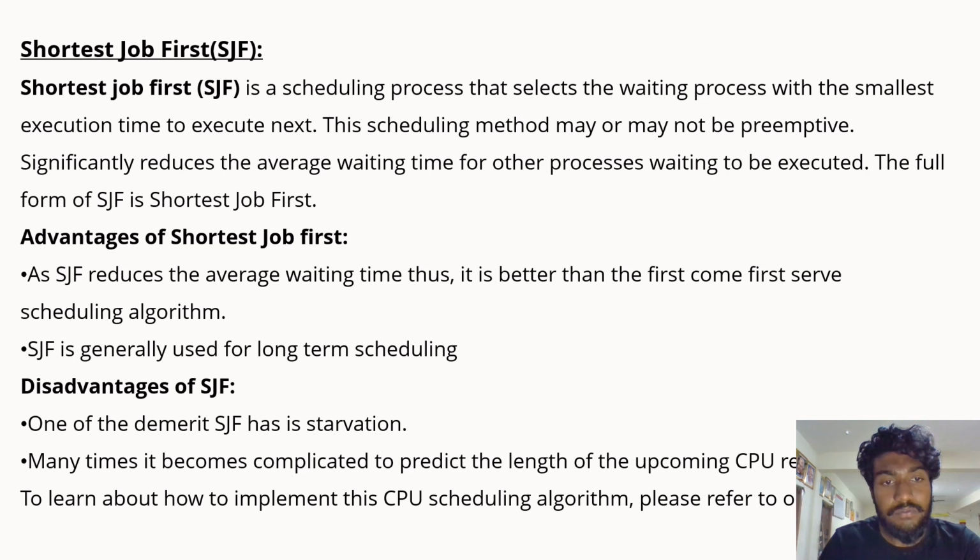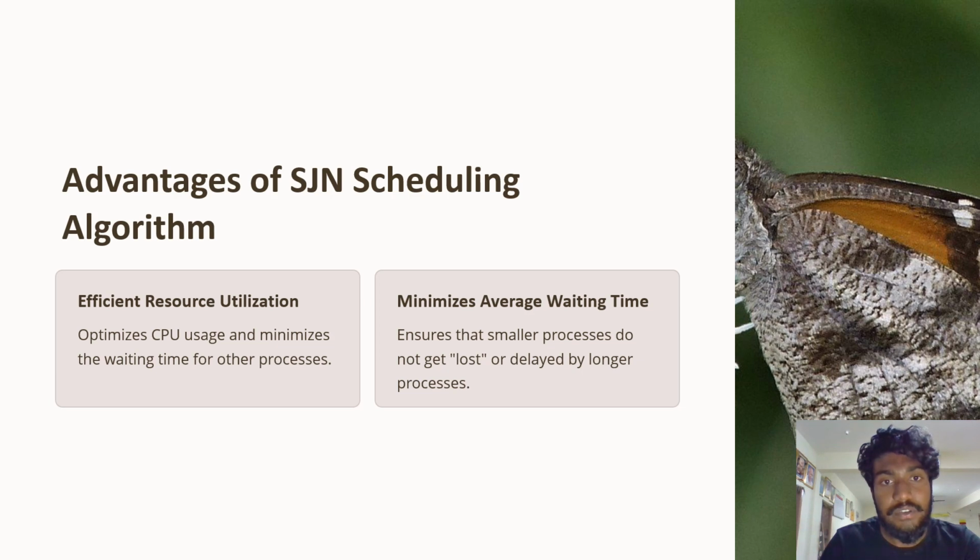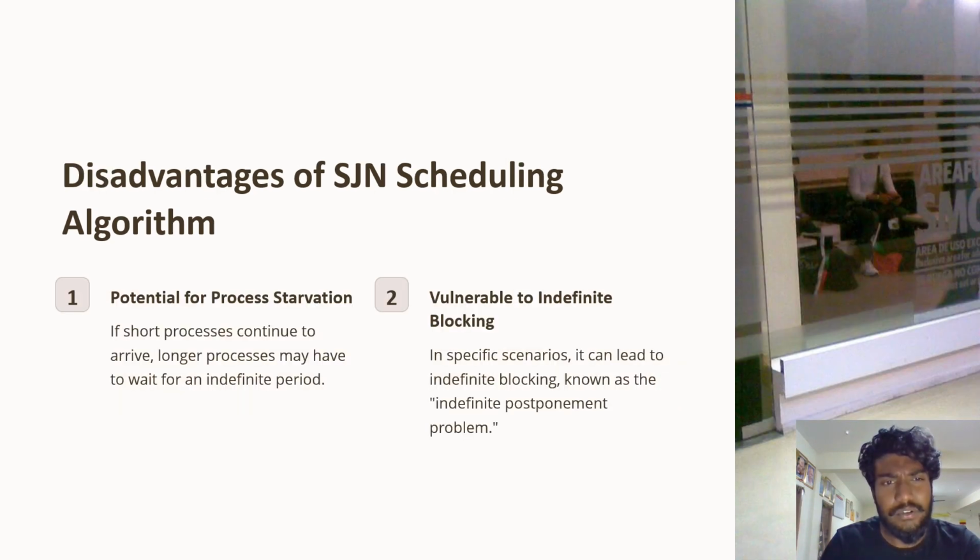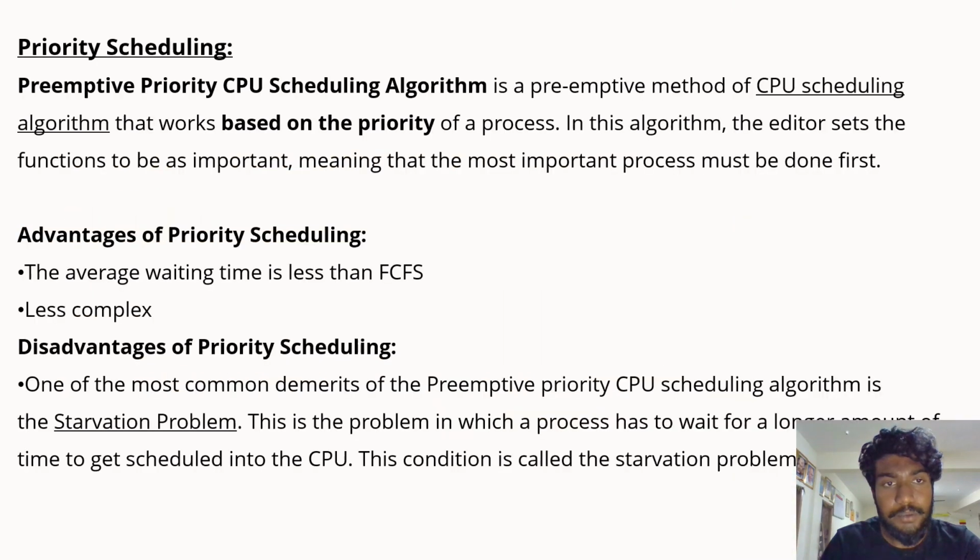Disadvantages of SJF: one of the demerits of SJF is starvation. Many times it becomes complicated to predict the length of the upcoming CPU burst. To learn about how to implement these CPU scheduling algorithms, please refer to the link. Advantages of SJN scheduling algorithms: efficient resource utilization, minimizes the average waiting time. What are the disadvantages of SJN scheduling algorithms? Potential for process starvation, vulnerable to indefinite blocking.